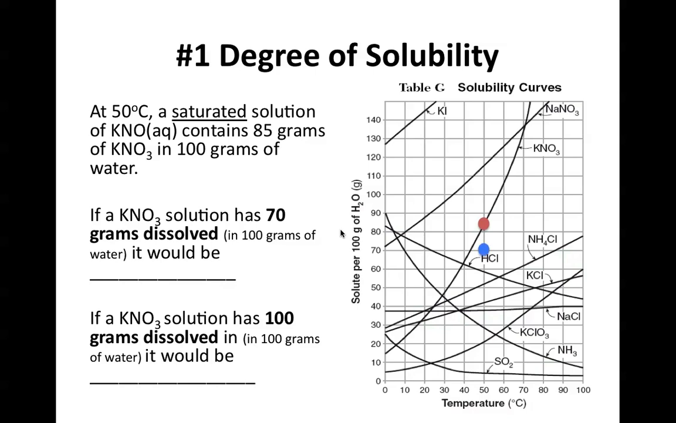So when we look at where 70 grams is, we can see it falls below the line, so it holds less than what we would expect, which we call being unsaturated. So if it's holding less than the amount of grams to be saturated, it's unsaturated. If I have instead 100 grams dissolved, indicated by the purple dot, what would it be referred to as? Well, since it is saturated at 85 grams, if I have 100 grams of it, then we would say it's holding more than what it should, so that's supersaturated.